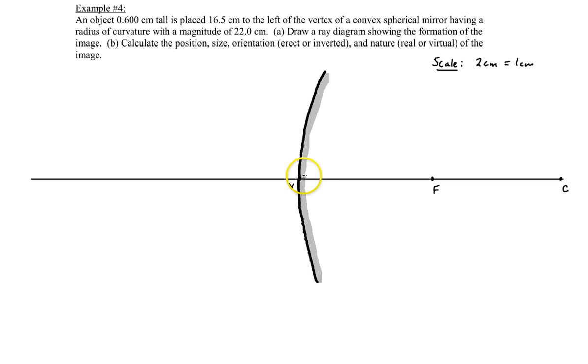Now I'm ready to place my object roughly 16.5 centimeters to the left, which, for my scale, is going to be only 8.25 centimeters. Right about here is where I'm going to put my object. And so here's my object.